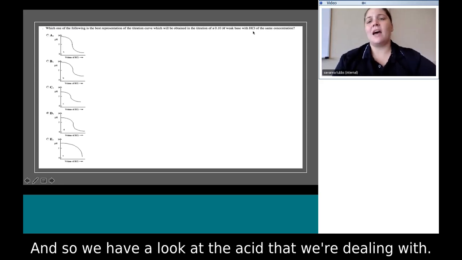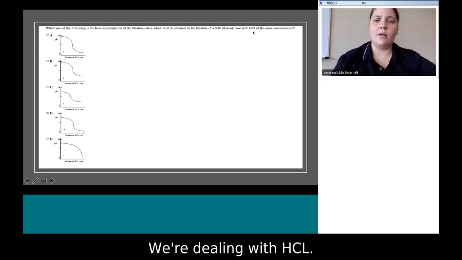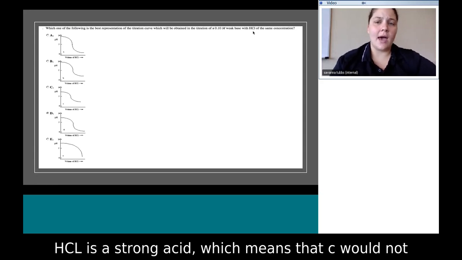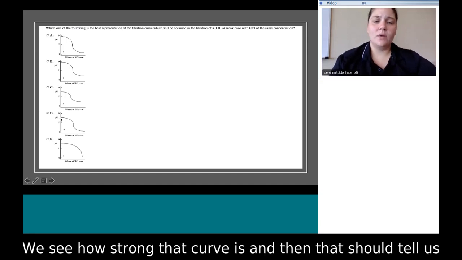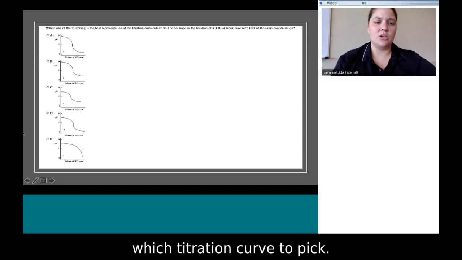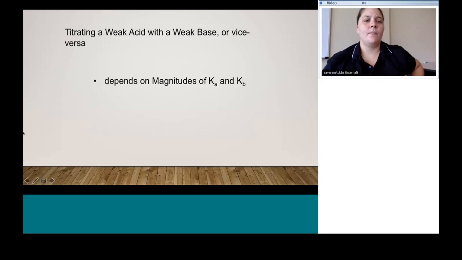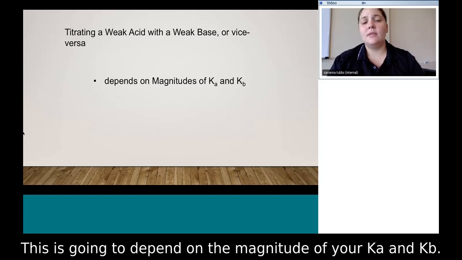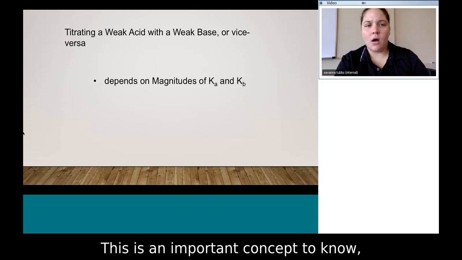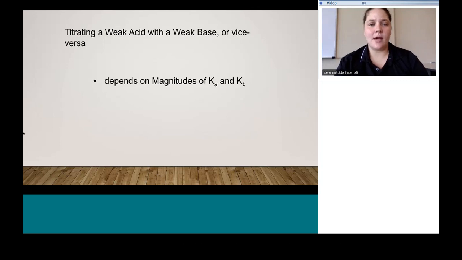So we have to look at the acid that we're dealing with. We're dealing with HCl. HCl is a strong acid, which means that C would not be our answer and D would be the answer choice that we go with. So we see where it starts, we see how strong that curve is, and then that should tell us which titration curve to pick. Titrating a weak acid with a weak base or vice versa is going to depend on the magnitude of your Ka and Kb. This is an important concept to know, which is why I gave it its own slide.